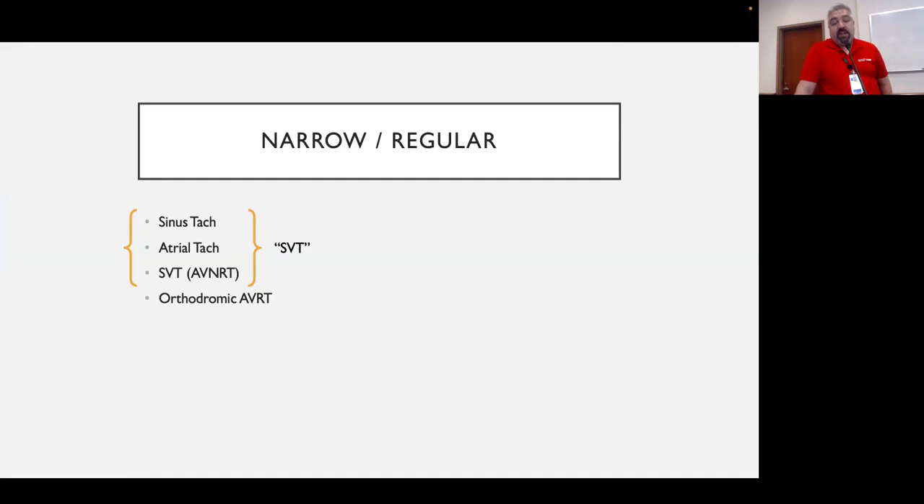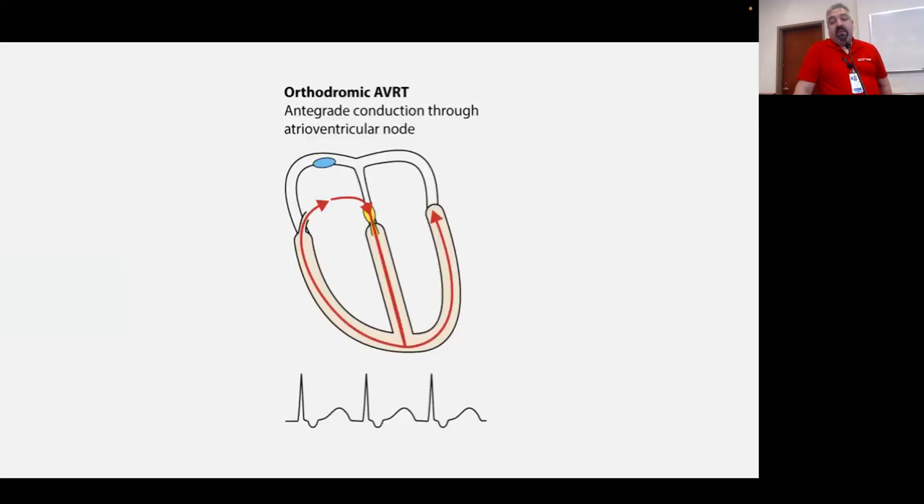So something slightly different is orthodromic AVRT. Now, the prerequisite for this is that you have to have an accessory pathway. So what's the main accessory pathway that you think of? Wolff-Parkinson-White, yeah. So that's the condition. It's not the name of the pathway, but yeah. So what happens in orthodromic AVRT is the impulse, instead of getting locked in a loop going around the AV node, goes through the AV node, down and up the ventricles, back into the atria, and then back down the AV node. And this is called orthodromic because you're going along the normal conduction path of the ventricles.